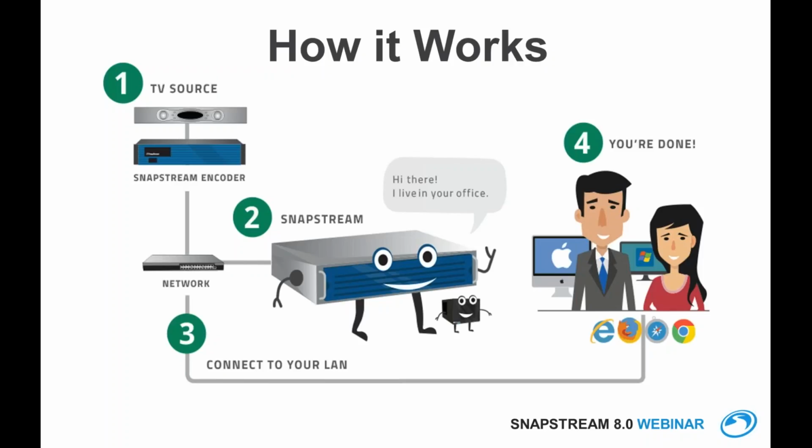This is not going to be a very large stretch from what you have now. The only big change is that the encoder is going to go in between your TV source and your network. It's going to create an IP feed of the TV source, and then it's going to be fed directly into your DVR over the network.